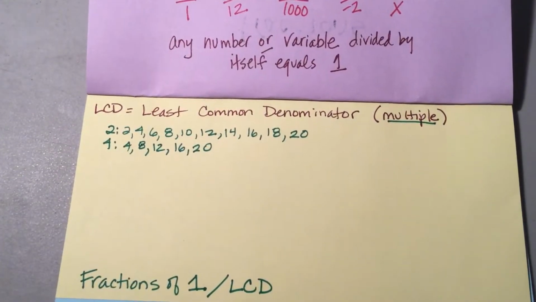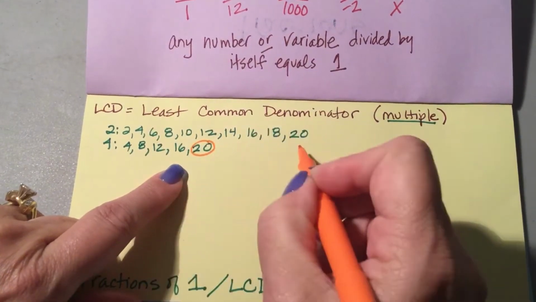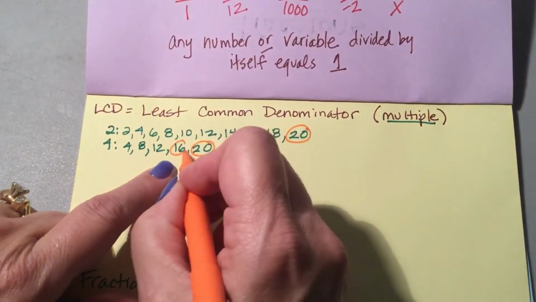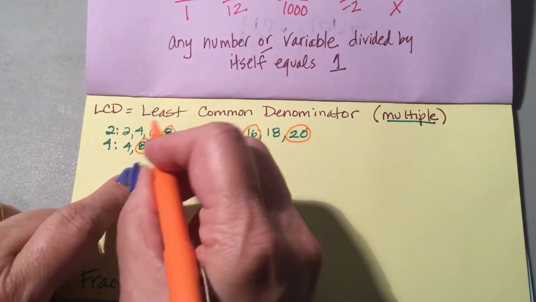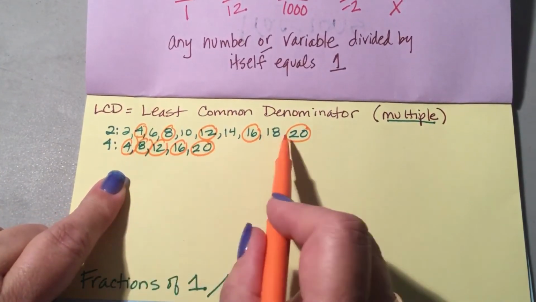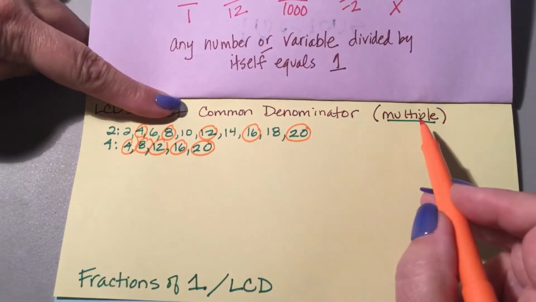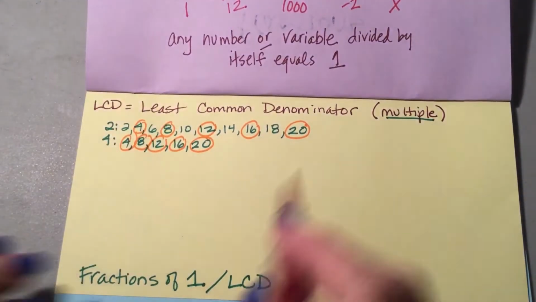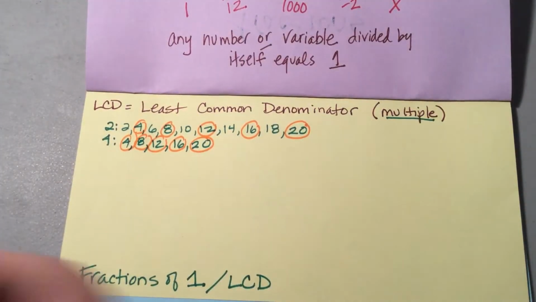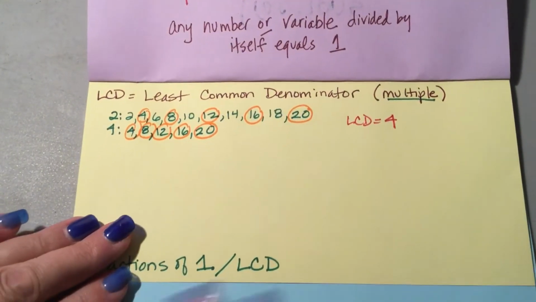Okay? So we're going to take a look at these numbers and ask, what numbers do they have in common? We can see that they both have the number 20 in common, the number 16, the number 12, the number 8, and the number 4. If I get rid of the word least, these would all be considered common denominators or common multiples. But there's only one of them that can be considered the least common multiple or the least common denominator. And for us, the LCD here would be 4. Okay, so that's something to think about.